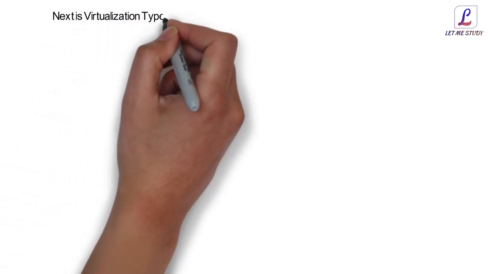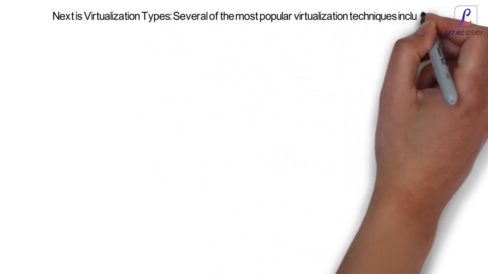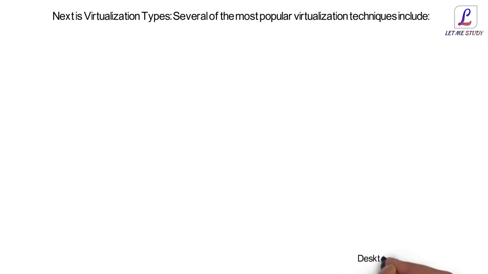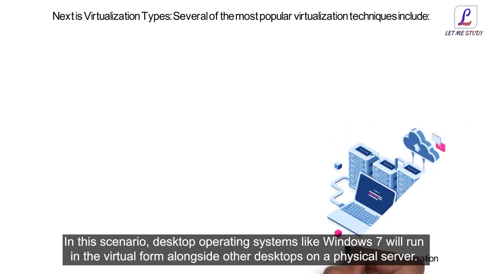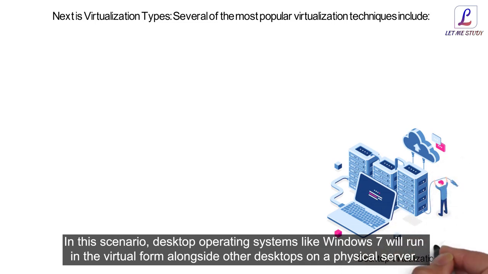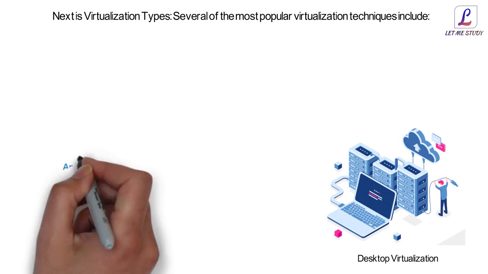Next is virtualization types. Several of the most popular virtualization techniques include desktop virtualization. In this scenario, a desktop operating system like Windows 7 will run in virtual form alongside other desktops on a physical server. It's also known as Virtual Desktop Infrastructure, VDI.